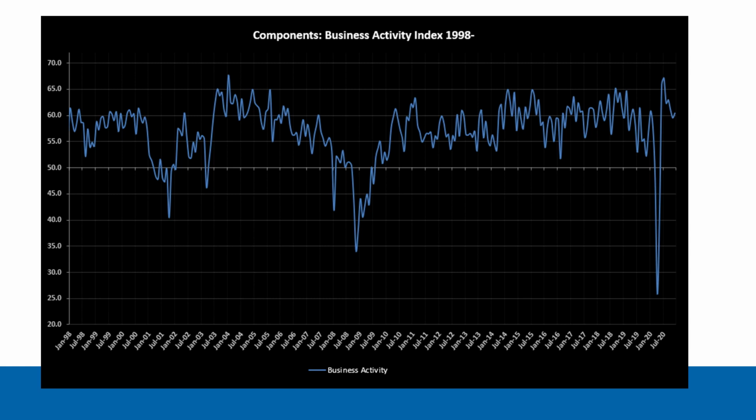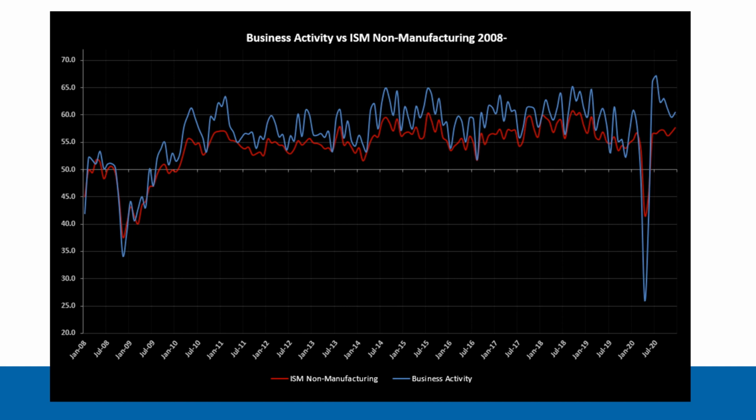So it's good to look at the component data in the NMI because it does go back a little bit further. Obviously, when we compare it to the ISM non-manufacturing composite index, if we take, for example, business activity, we can only go back to Jan 2008 to make that comparison. And you can see business activity moves in lockstep with the composite. Why? Because it's contributing to the composite, and it's probably, along with new orders, the most important component out of the four.